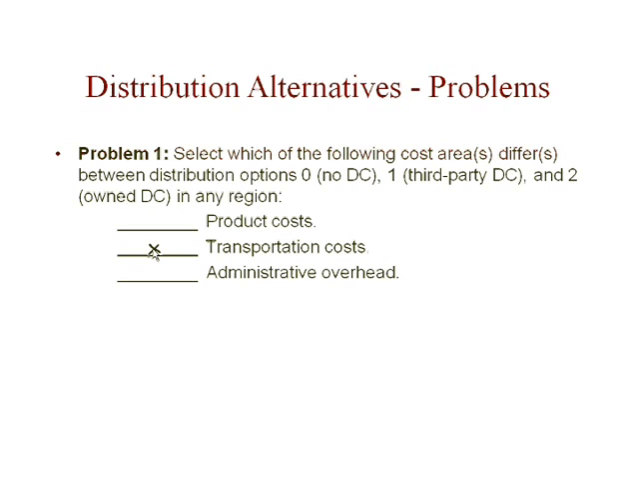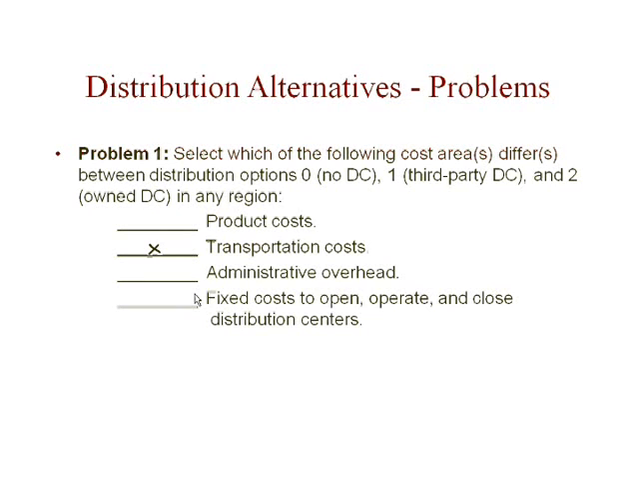Next is administrative overhead. Now in Links, administrative overhead is related to forecasting inaccuracies. So forecasting inaccuracies do not change because of the options of distribution that you have chosen. That would not be one of the costs that differ based on the distribution options.